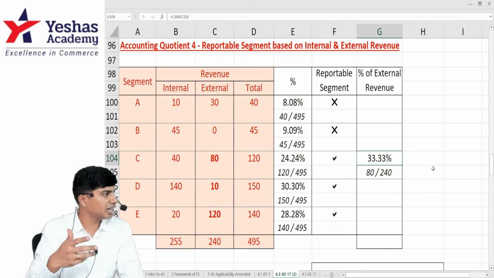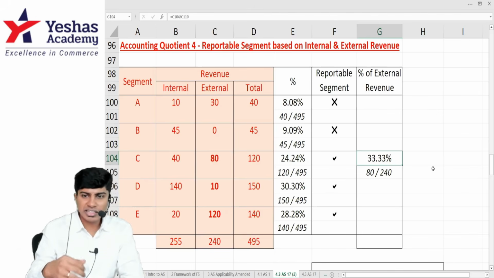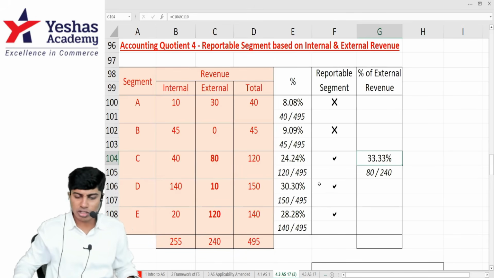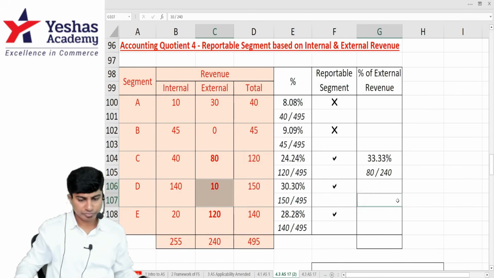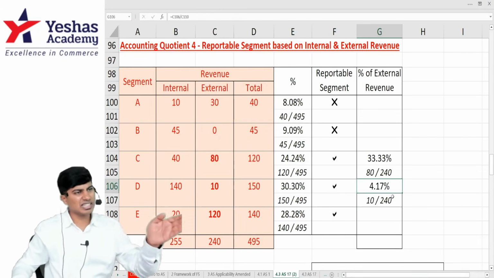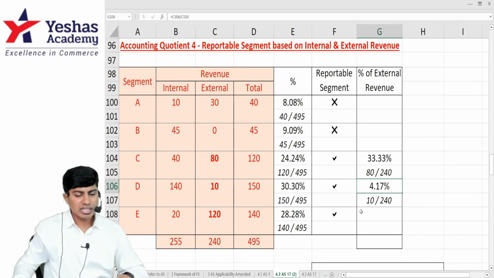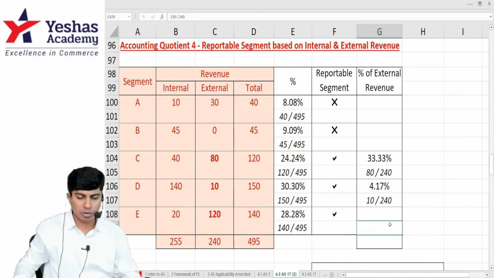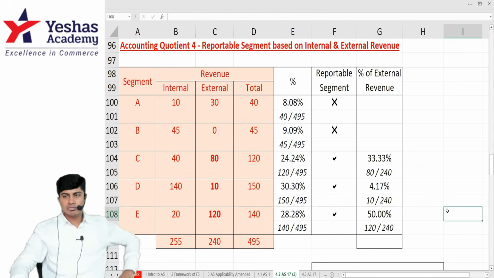Don't write, but understand. How much of the external revenue is coming from segment C? 33.33. Is segment D also reportable? How much is its external revenue? 10 by 240. 4.16, and after 16 you have 6, so round it off to 4.17%. Similarly, do for segment E, which is reportable. 120 by 240. 50%. Understood?